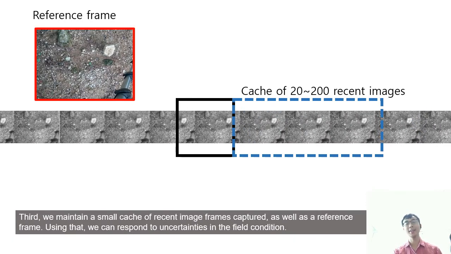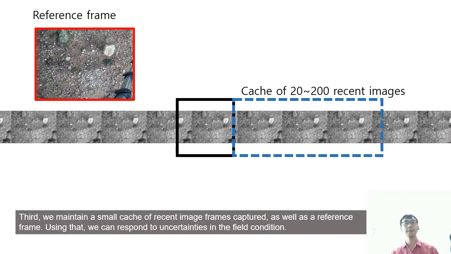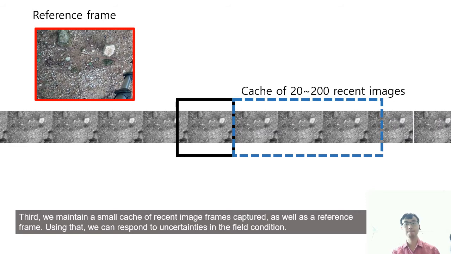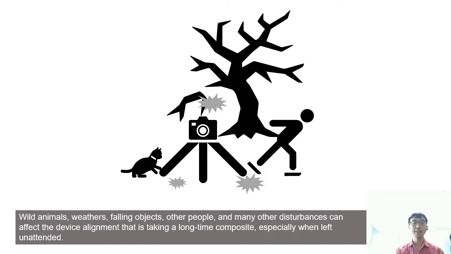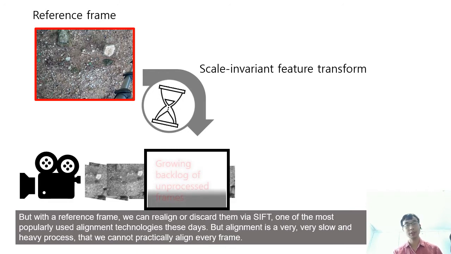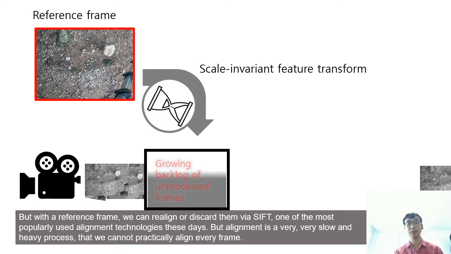Third, we maintain a small cache of recent image frames captured, as well as a reference frame. Using that, we can respond to uncertainties in the field condition. Wild animals, weather, falling objects, other people, and many other disturbances can affect the alignment of the device that is taking a long-time composite, especially when left unattended in the field. But with a reference frame, we can realign or discard them via SIFT, one of the most popularly used image alignment techniques these days.